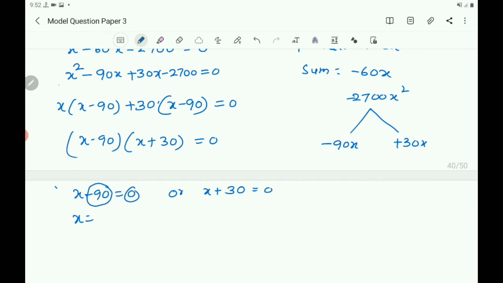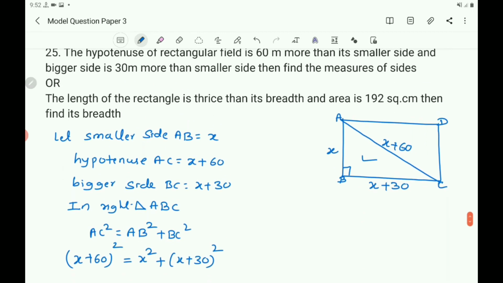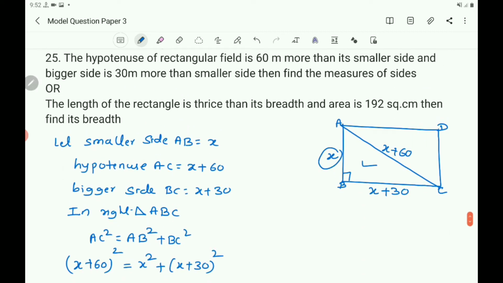Minus 90 is transferred to the RHS, it becomes plus 90. So you will get x equals 90 and x equals minus 30. Because it is negative, you can't consider it. So you consider x equals 90. So you got that. Here the value of x is 90.